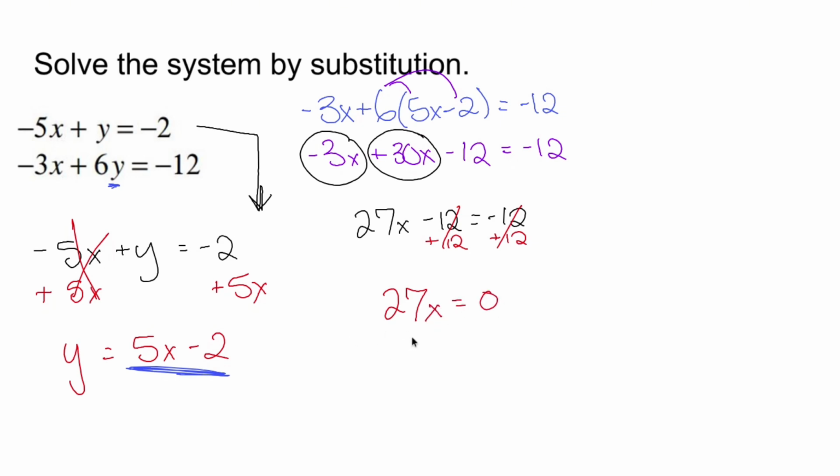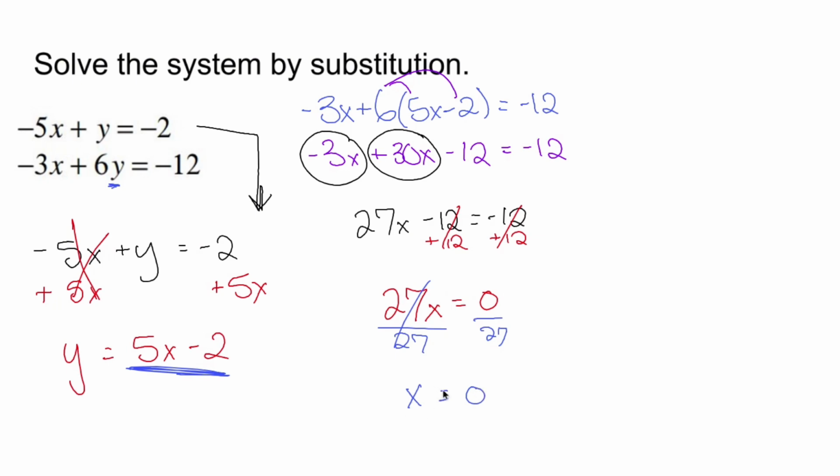Divide both sides by 27, and x equals nothing. And you might think, oh, I did something wrong. Nope, you're fine. You didn't do anything wrong. 0 is a number. You're allowed to get 0. Now what I have is just x. X is 0. I need a y.